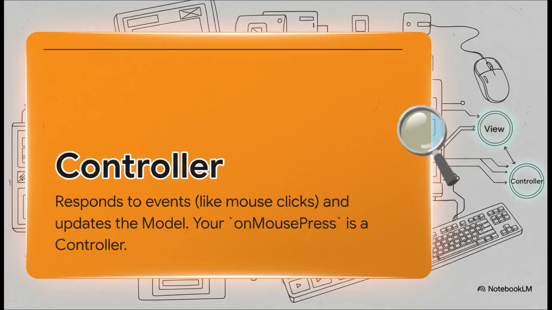And finally, the C, the controller. These are our event handlers, like on mouse press. The controller's job is to listen for stuff the user does, like clicks or key presses, and in response, its only job is to update the model. It's the bridge between the user's actions and our application's data.